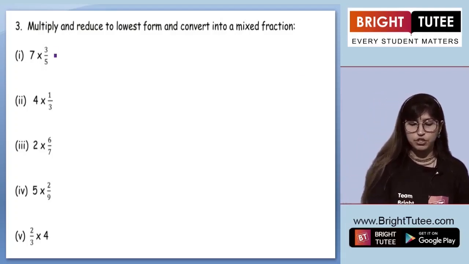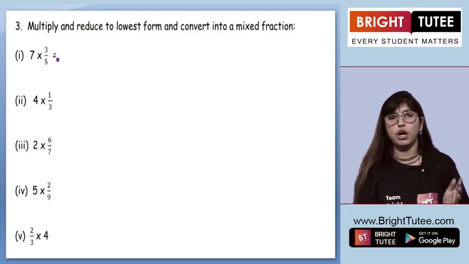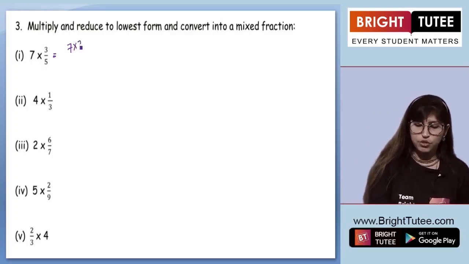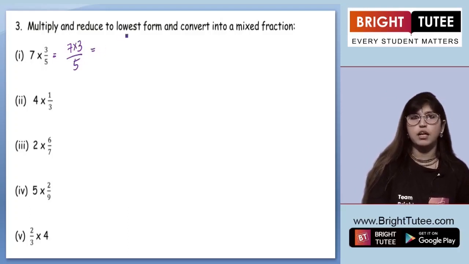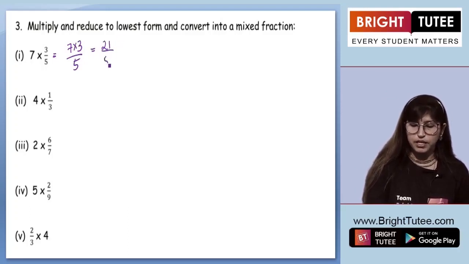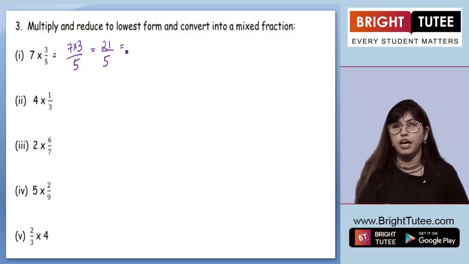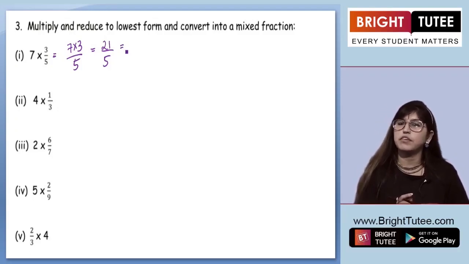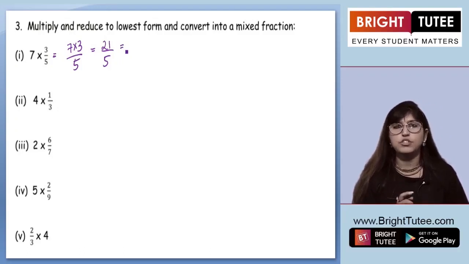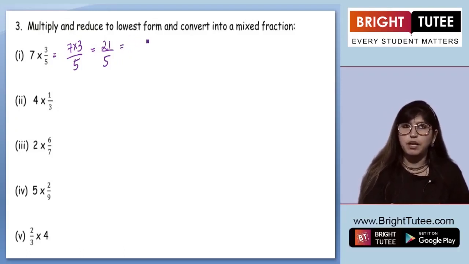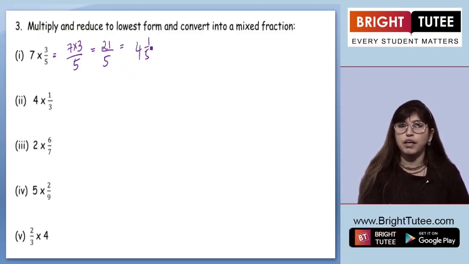So we'll be starting off with the first one. We've already done that. So how do we multiply a whole number with a fraction? We'll be multiplying the numerators together and we'll keep the denominator as it is. Once we multiply, we'll be getting 21 by 5. This 21 by 5 is an improper fraction, so we'll be converting it to a mixed fraction. 21 by 5 as a mixed fraction is 4 1 by 5, as multiplying 5 and 4 gives 20, and adding 1 to it is 21 by 5.